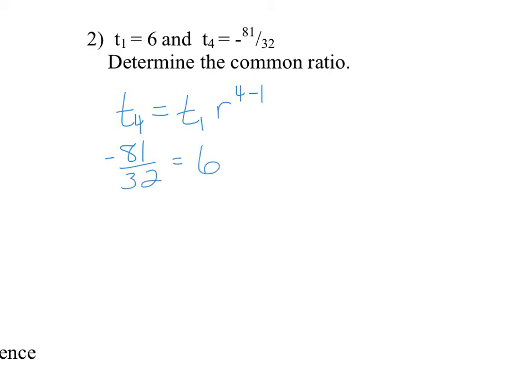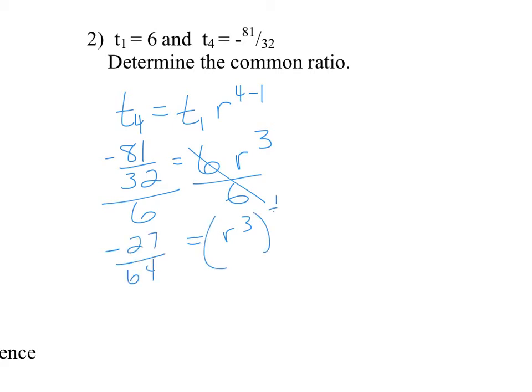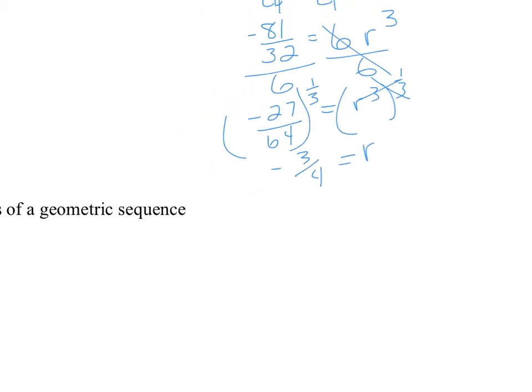T to the 1st is 6. R to the 3rd. Divide by 6. So I get r to the 3rd equals negative 27 over 64. Flip the exponent, or cube root it, excuse me. These cancel out, and you're left with r equals negative 3 over 4. So just a little reminder of how to solve equations with higher exponents. You simply can just flip the exponent.